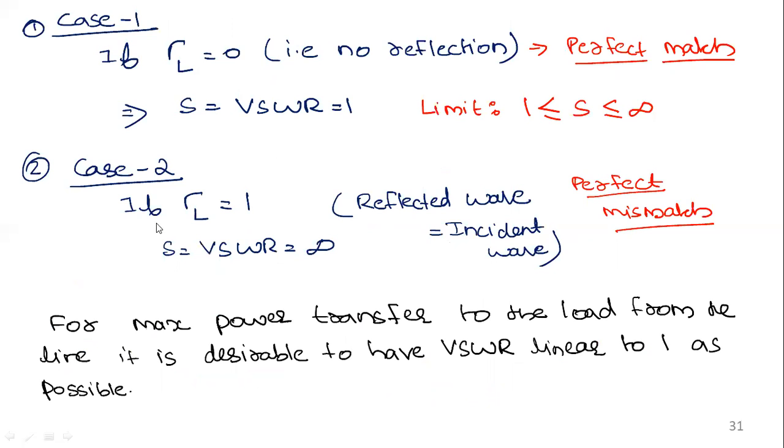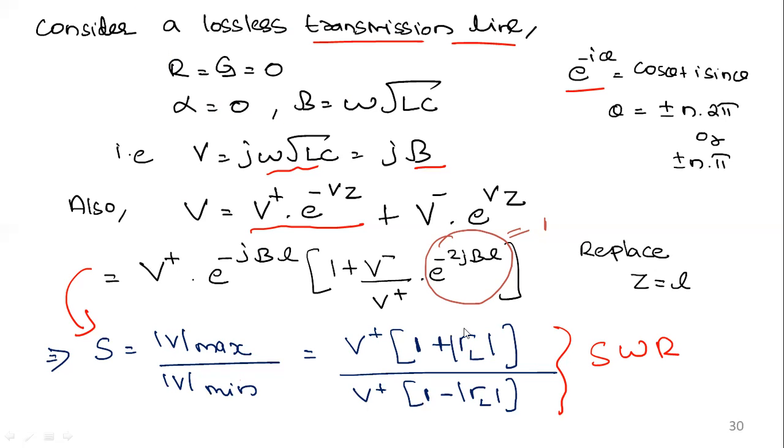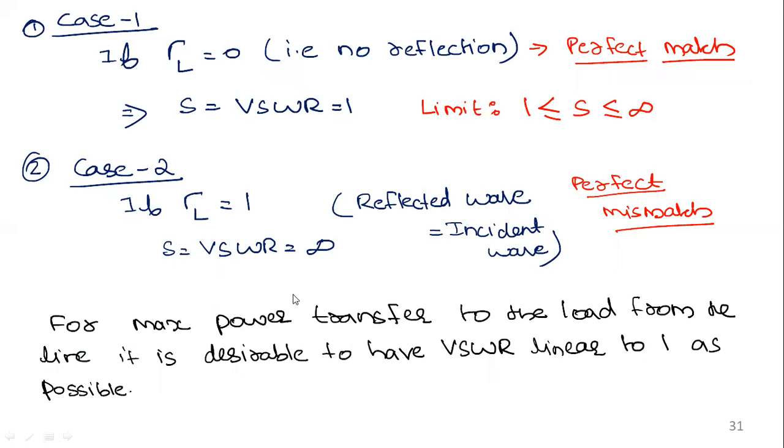And second case, if gamma L is equal to 1, you know that 1 minus 1 will be 0, and anything divided by 0 is infinity. So what is that case? That is the reflected wave equal to the incident wave. So this is a perfect mismatch. So gamma equal to 0, S is equal to 1.